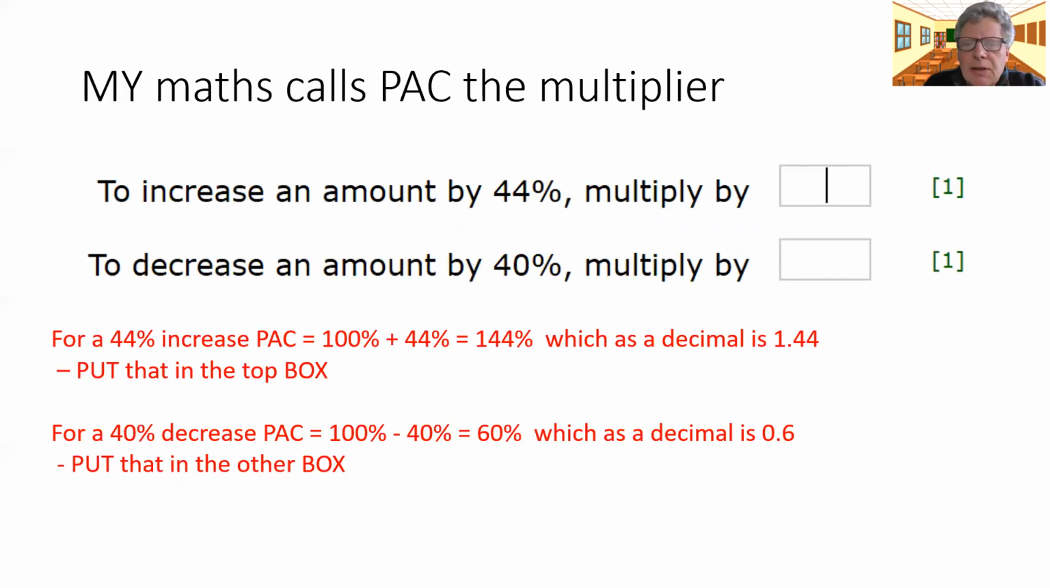Now, on My Maths, which is an exercise we're going to do quite a lot of, it comes up with this idea of the multiplier rather than the PAC. It's exactly the same thing. So to increase an amount by 44%, we're going to multiply it by 144%, but as a decimal, that's 1.44. So for a decrease of 40%, we've got 60% left. So we're going to multiply by 0.6.